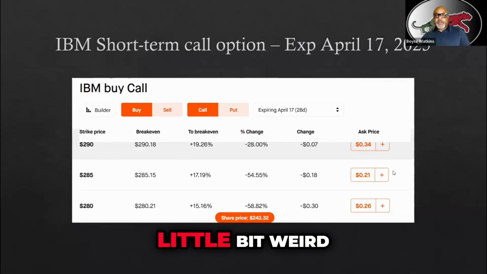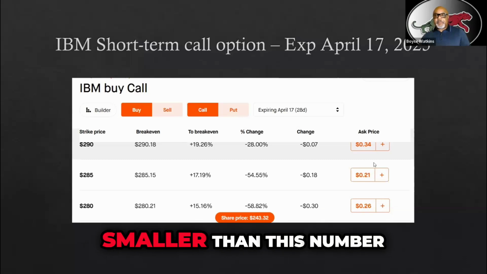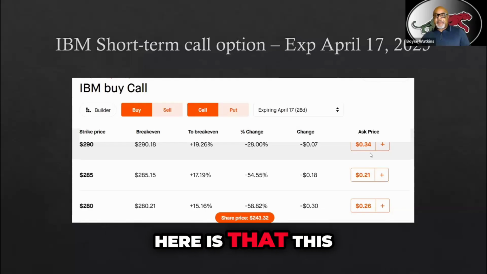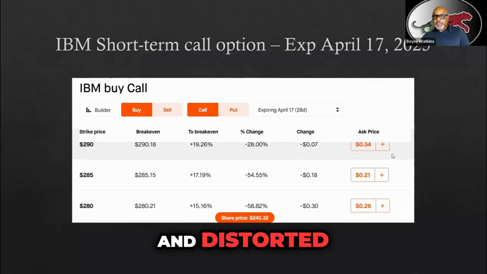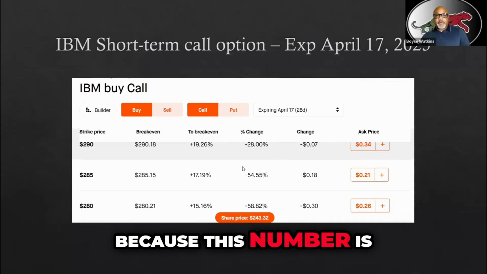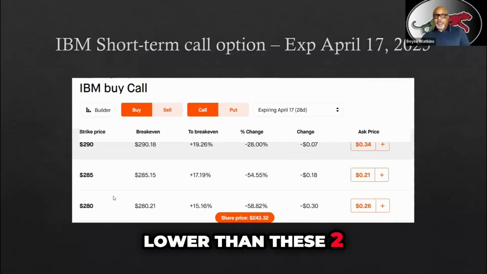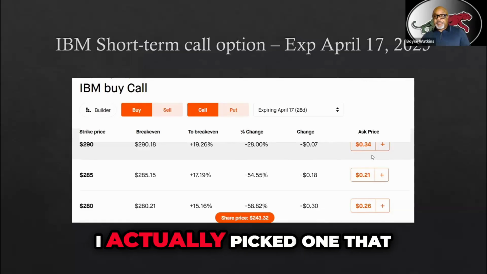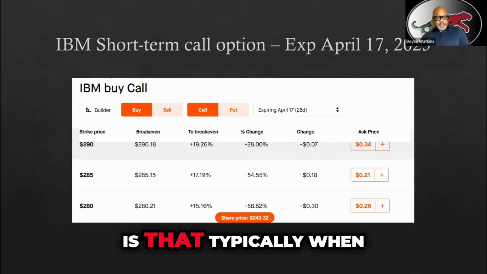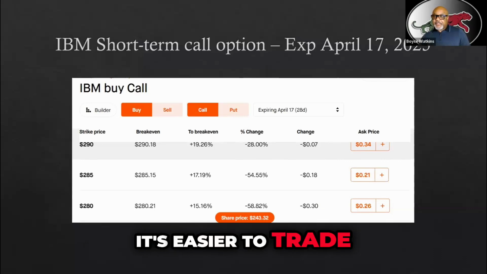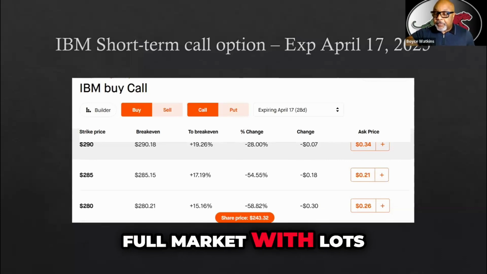And this is a little bit weird, because typically this number should be smaller than this number. So I think what's happened here is that this strike price is so far away from the stock price that the market gets a little bit wonky and distorted. So this 34 cents is not an accurate number, because this number is supposed to actually be lower than these two. Why? Well, because the strike prices are further away. So I actually picked one where there's a little bit of a glitch. And what this speaks to is that typically when you're trading, it's easier to trade assets in a healthy, full market with lots of participants.